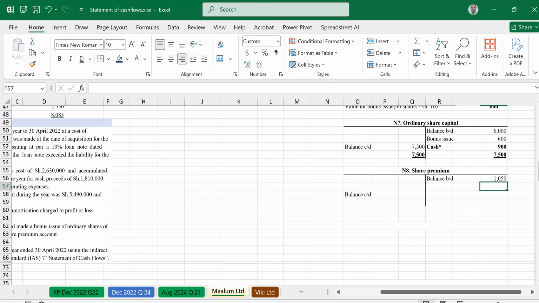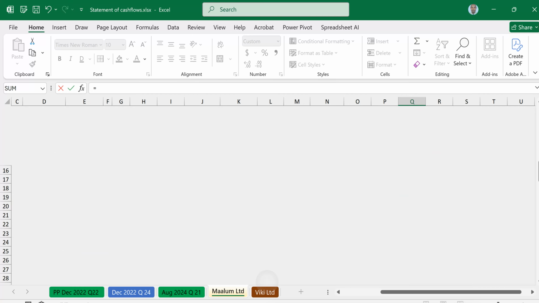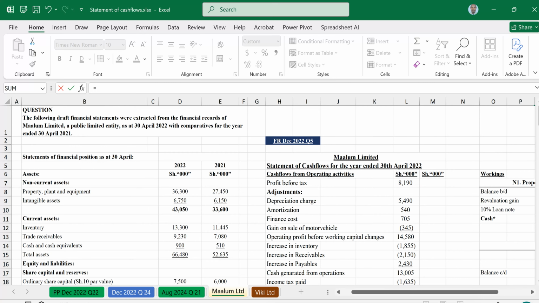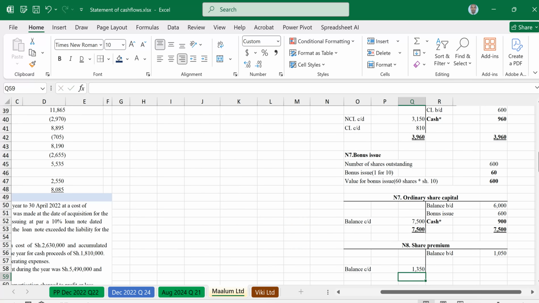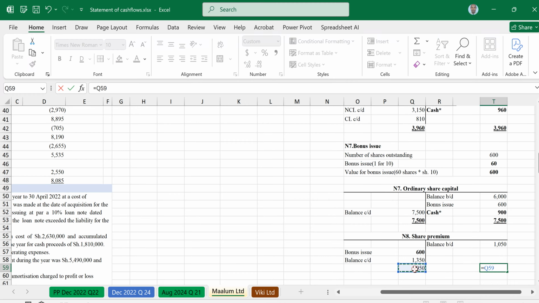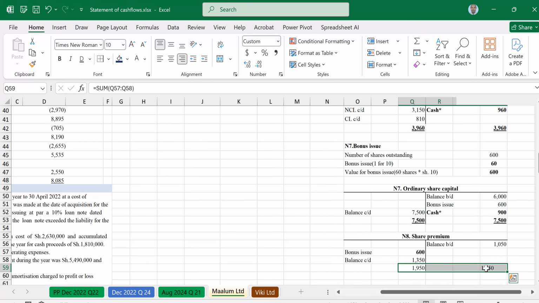Then the balance carried down on share premium is 1350. Remember, we have the bonus issue. It was financed using the share premium, and that amounted to 600. Sum this up. This will be the same with the other side, to be, of course, balanced.